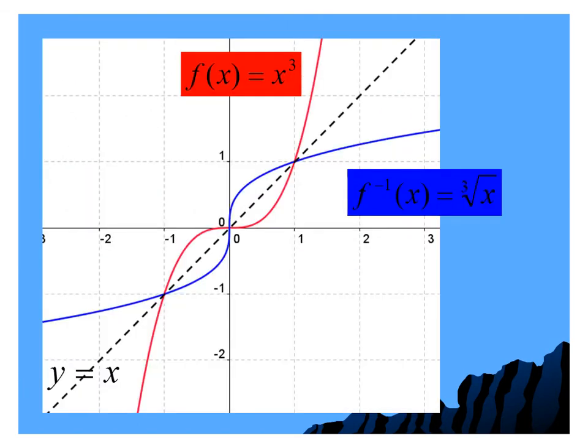Look at how beautiful this function is. The red line, which is y equals x to the power of 3, has an inverse described as the cube root of x. Both of these are functions.